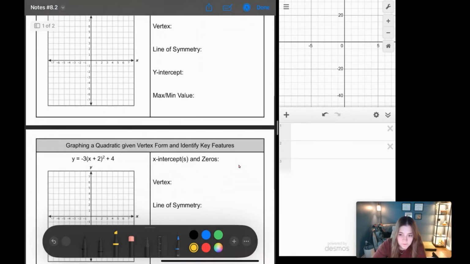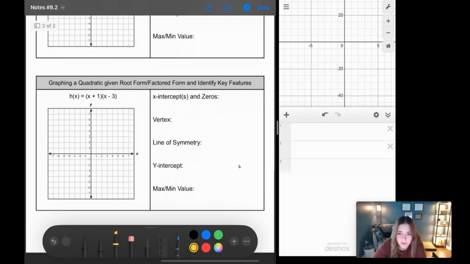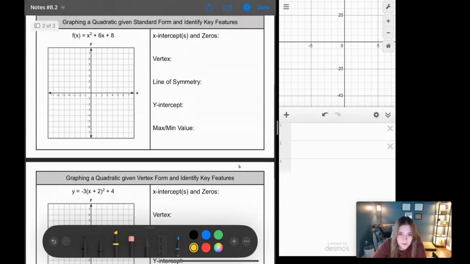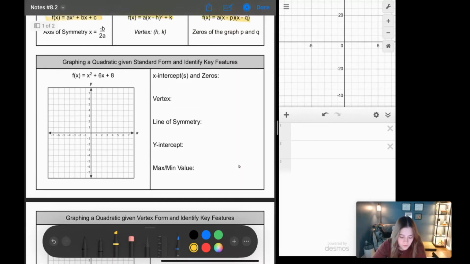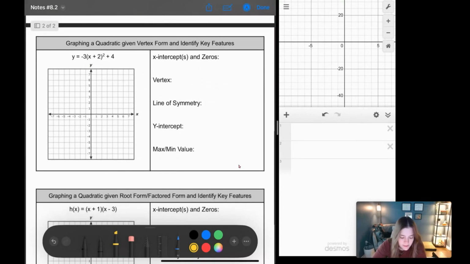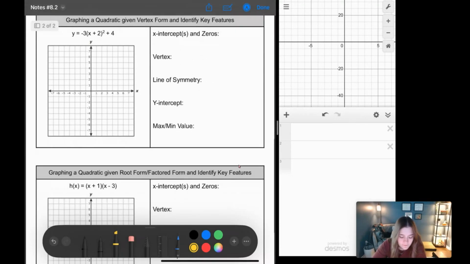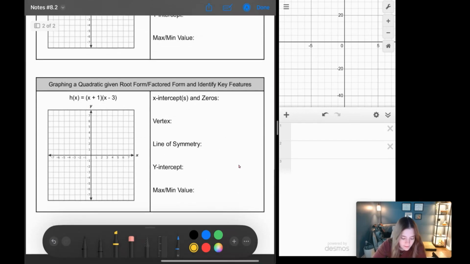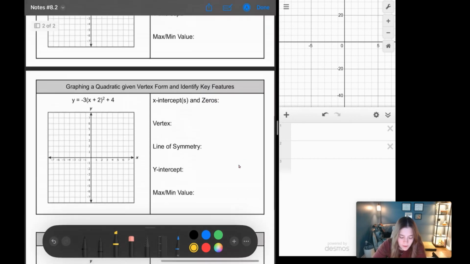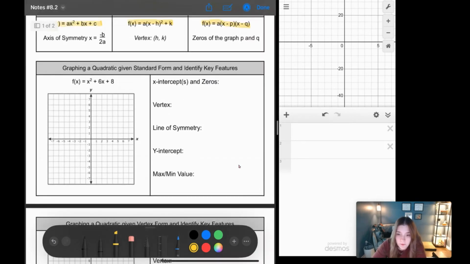So on these, it gives you 3 different ones. So this first one, standard form. The second one is the vertex form. And that last one is the quadratic root form, okay? We're going to take a look at each of these, and you are going to find the key features and write them down. There's just a few things I want to talk about first.